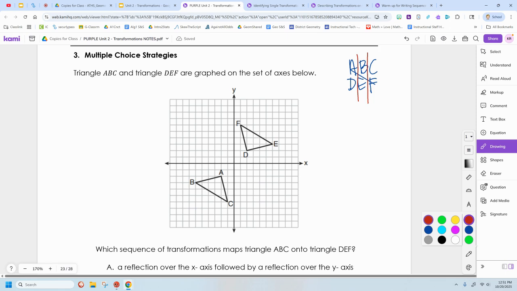Which sequence of transformations maps ABC onto DEF? That statement right there is so important because you have to know that this is where you're starting and this is where you are finishing. So a lot of times we think the thing in quadrant 1 is where we're starting. There's no primes on these to help us. We need to think about that.